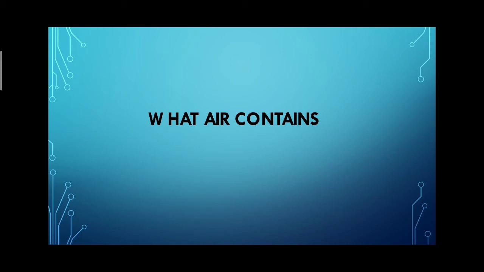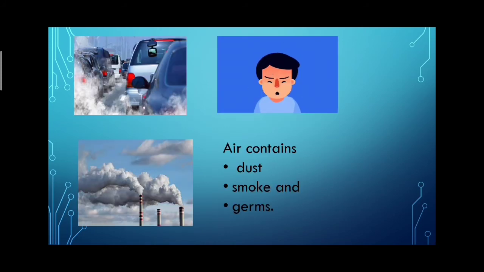What does air contain? Air contains dust, smoke and germs. Smoke comes out from factories, vehicles, and when we burn something. Air is a mixture of many different things such as gases, water vapor, and some unwanted things. For example, if we cough or sneeze, germs mix with the air.